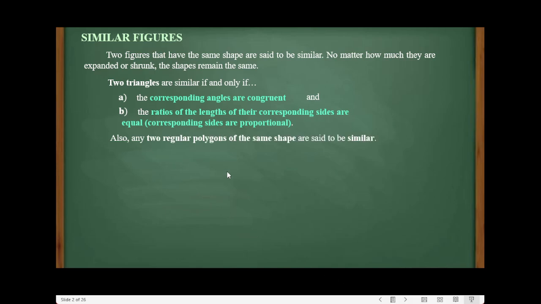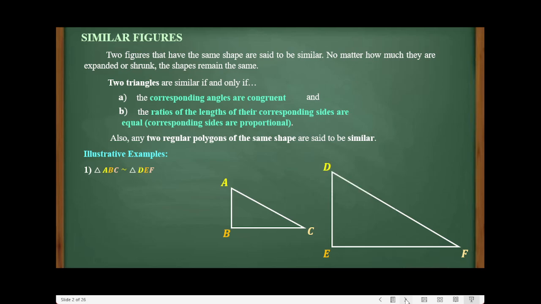Also, any two regular polygons of the same shape are said to be similar. Take these illustrative examples, for instance. Now, suppose I have here triangle ABC, probably the smaller triangle compared to the bigger triangle DEF.